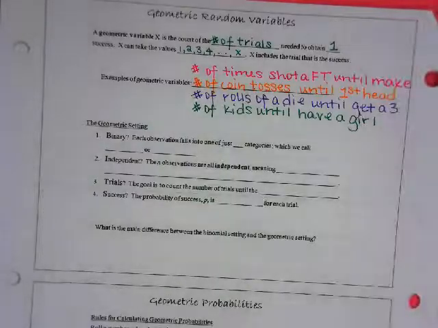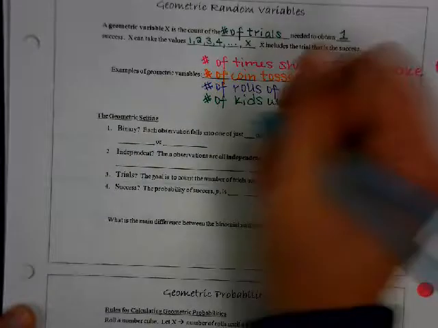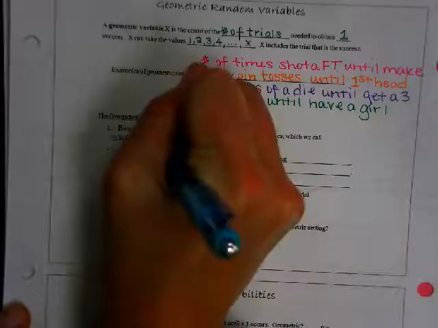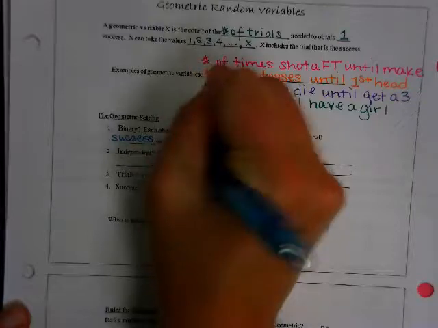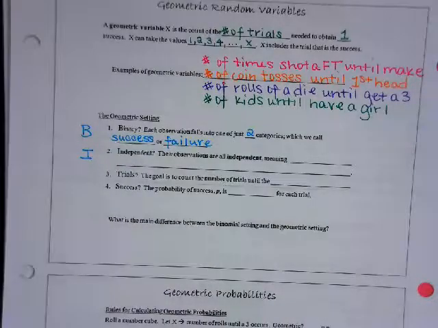So with geometric variables, we have to check the geometric setting. It's very similar to binomial. Instead of BINS, it's BITS. So B is the same. Binary, you have every observation falls into one of just 2 categories, which are success and failure. Then we have I, independent. So knowing the outcome of one has no effect on the outcome of the next.